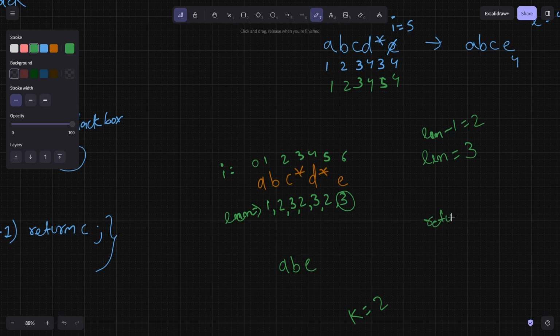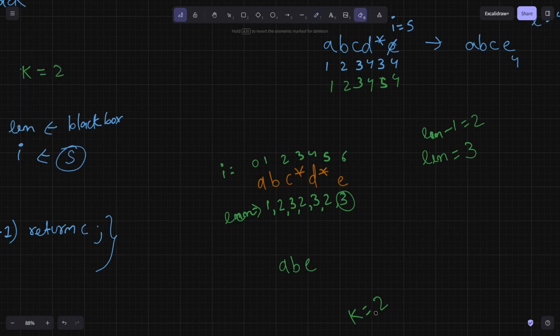At first iteration we are going to return c, e. Okay, so we return e. So yeah, we got the k equal to 2. And how to find k equal to 1?